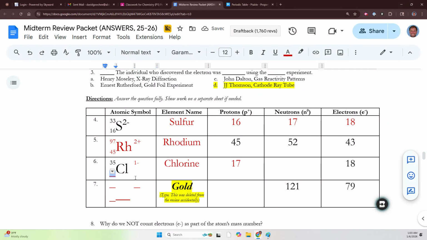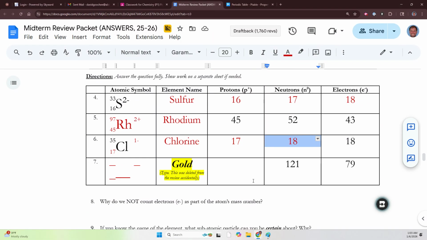It's got 17 protons and a total mass of 35. So 17 plus what equals 35? That's your neutrons. And the answer is 17 plus 18 gives us 35. So that's 17 protons, 18 neutrons.